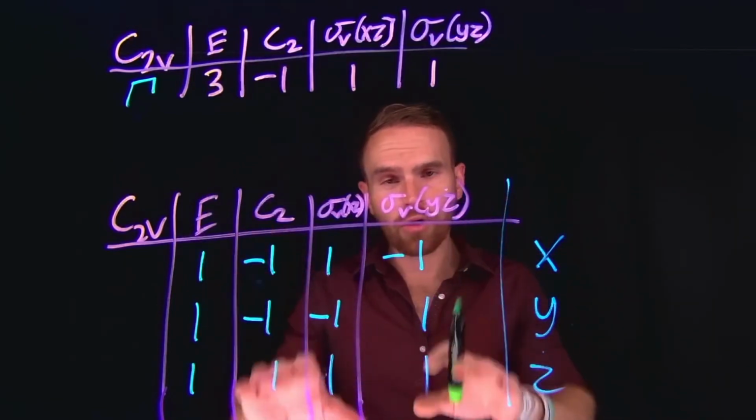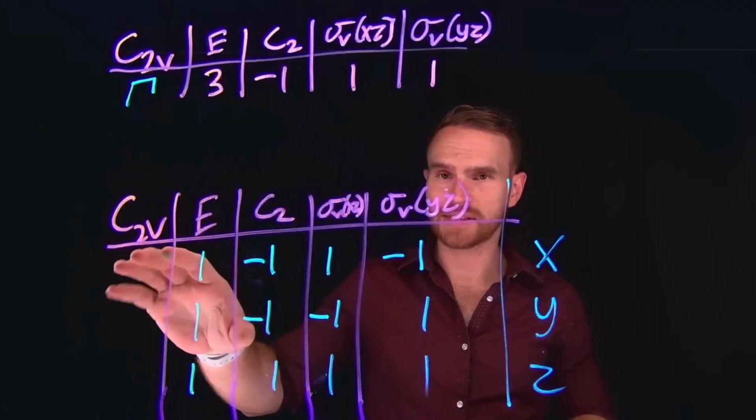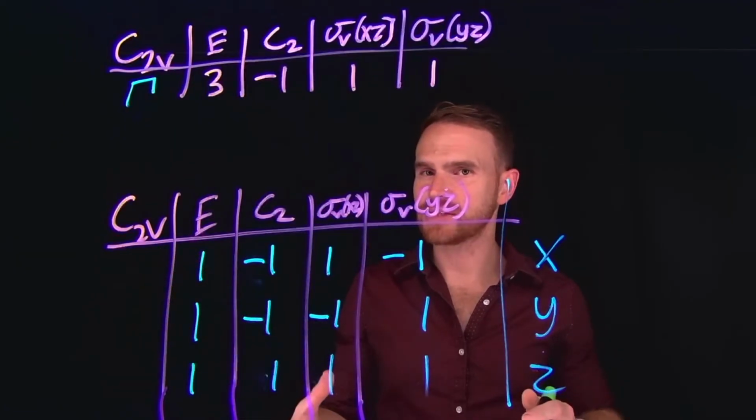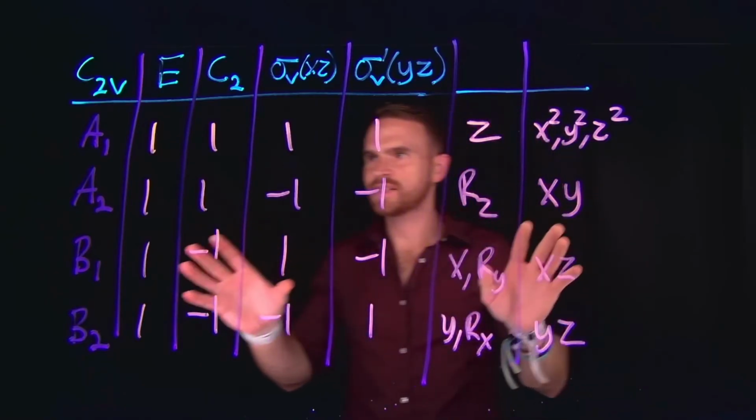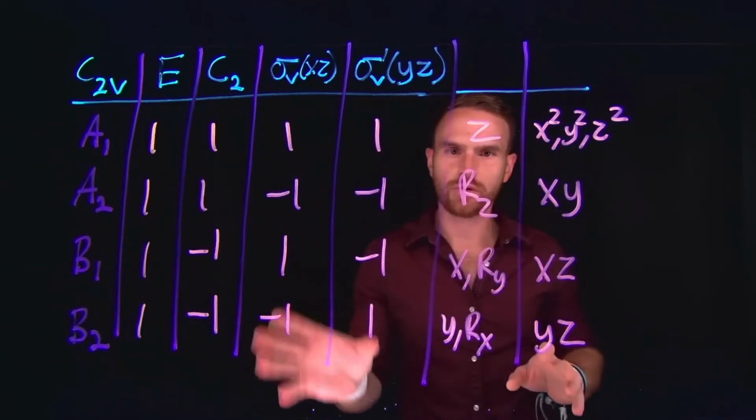Importantly, these aren't all the irreducible representations that make up the C2V character table, and we're actually still missing some, which we'll talk about shortly. So this is the full character table for a C2V point group.